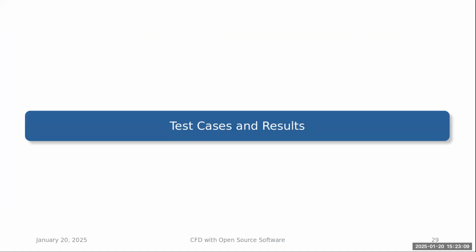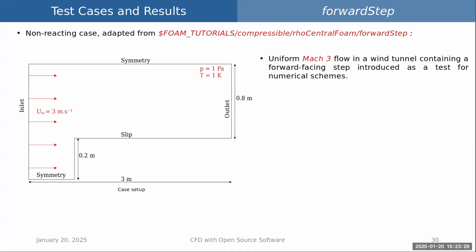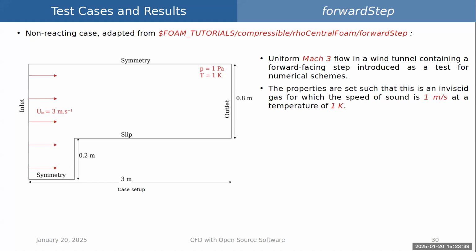So we now present two test cases that I ran to validate the new solver. The first one is the forward step case tutorial, which is used as the first validation in order to see if the solver is able to reproduce the results of rhoCentralFoam on a non-reacting configuration. So this is a Mach 3 flow in a wind tunnel facing a step. It was introduced as a test for the accuracy of numerical schemes, and the properties are set such that the speed of sound is equal to 1 meter per second in the medium.